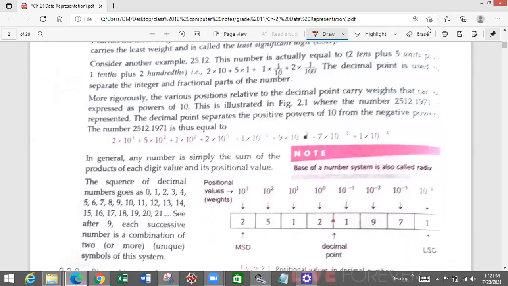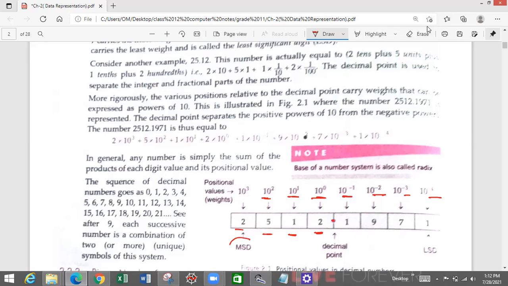Suppose there is a very big number, 2512.1971. This is my decimal number. So you see here how we are representing its values. The unit is 10 to the power 0. This is 10 to the power 1. This is 10 to the power 2. 10 to the power 3. On this side, it is 10 to the power minus 1, minus 2, minus 3, and minus 4.